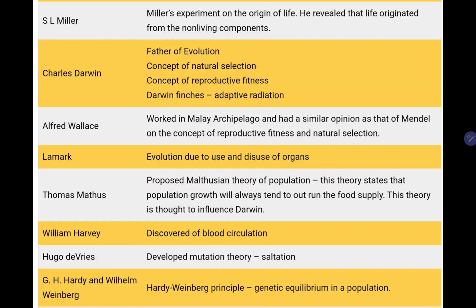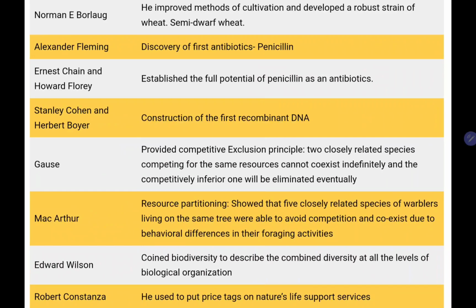And next, William Harvey discovered blood circulation. Hugo de Vries developed the mutation theory, saltation. Hardy and Weinberg: Hardy-Weinberg principle, genetic equilibrium in population. Norman E. Borlaug improved the methods of cultivation and developed a robust strain of wheat, semi-dwarf wheat. Alexander Fleming discovered the first antibiotic, penicillin. Ernst Chain and Howard Florey established the full potential of penicillin as an antibiotic. Stanley Cohen and Herbert Boyer constructed the first recombinant DNA.